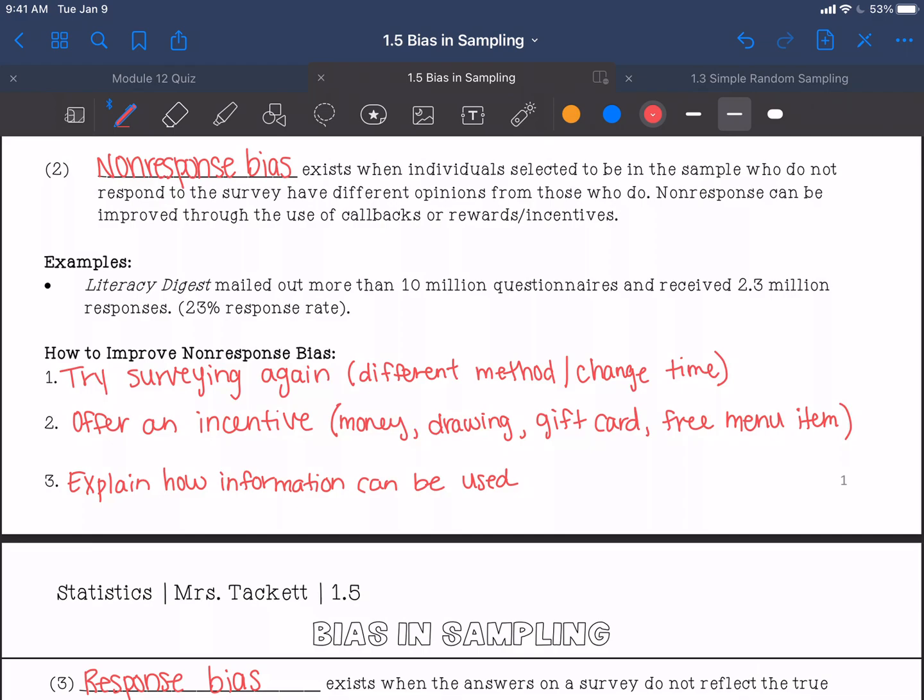And then third, explain how the information can be used. So if you're given a survey, explain why you're given that survey and what the purpose of it is. And the person that you want to take it, they might have interest in helping out with whatever you're trying to accomplish, so they might be more likely to fill out the survey for you.